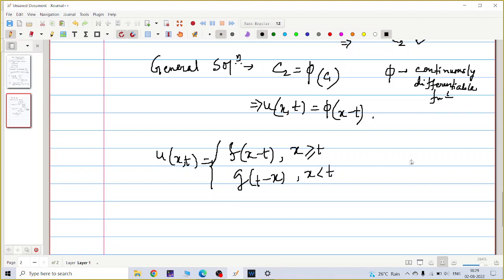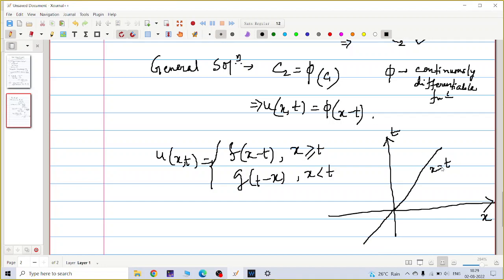Suppose this is the x-axis and this is the t-axis. You know the x equal to t line, right? x equal to t passes through the origin and makes an angle of 45 degrees with the positive x-axis. This is the x equal to t line. Here, whenever x is greater than or equal to t, it is f.